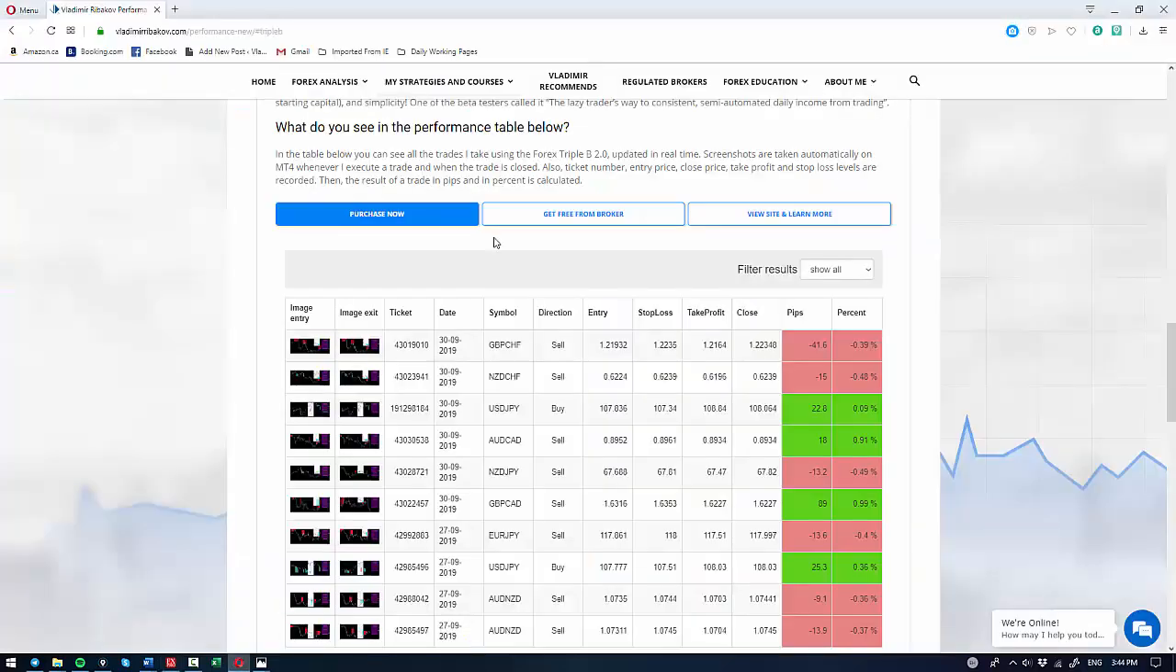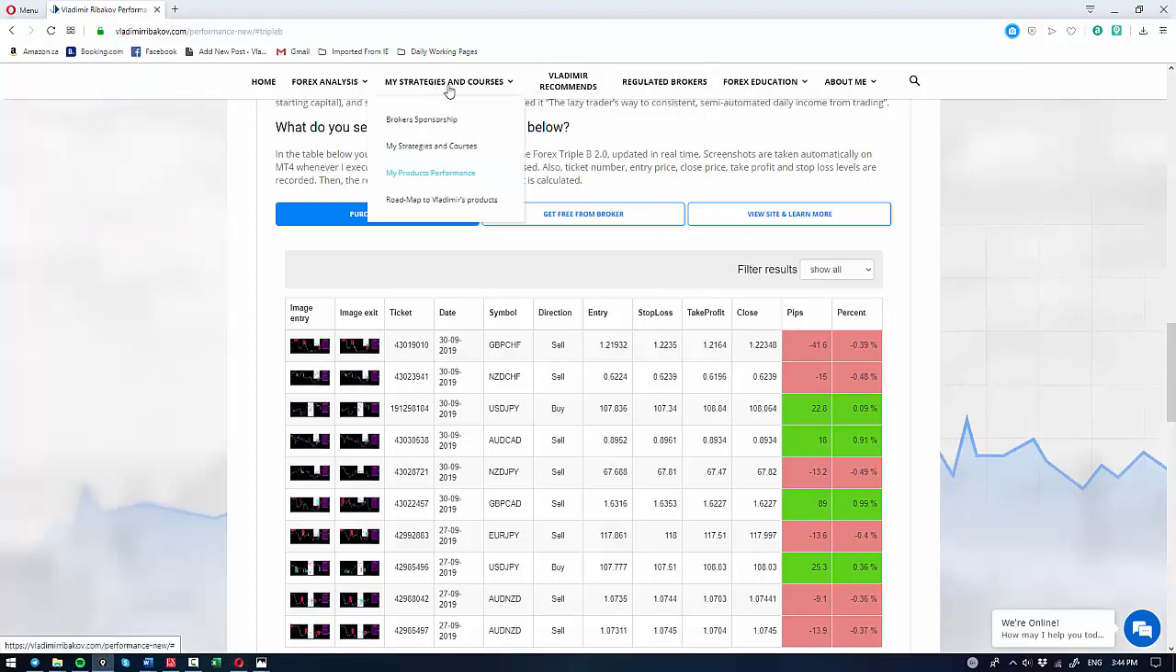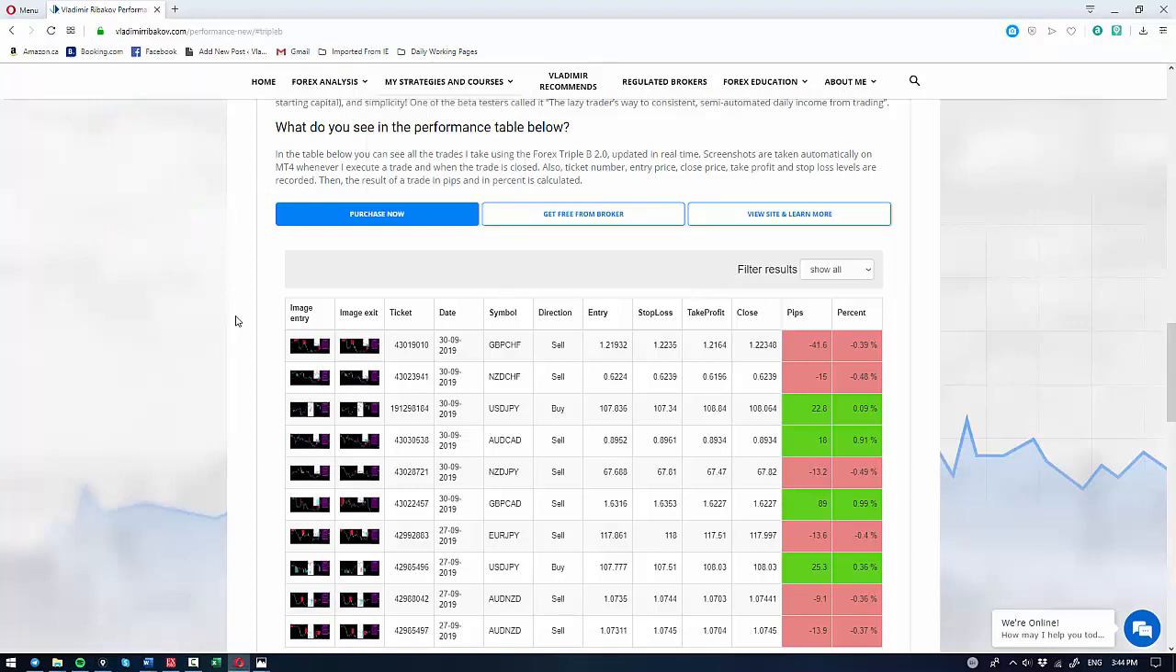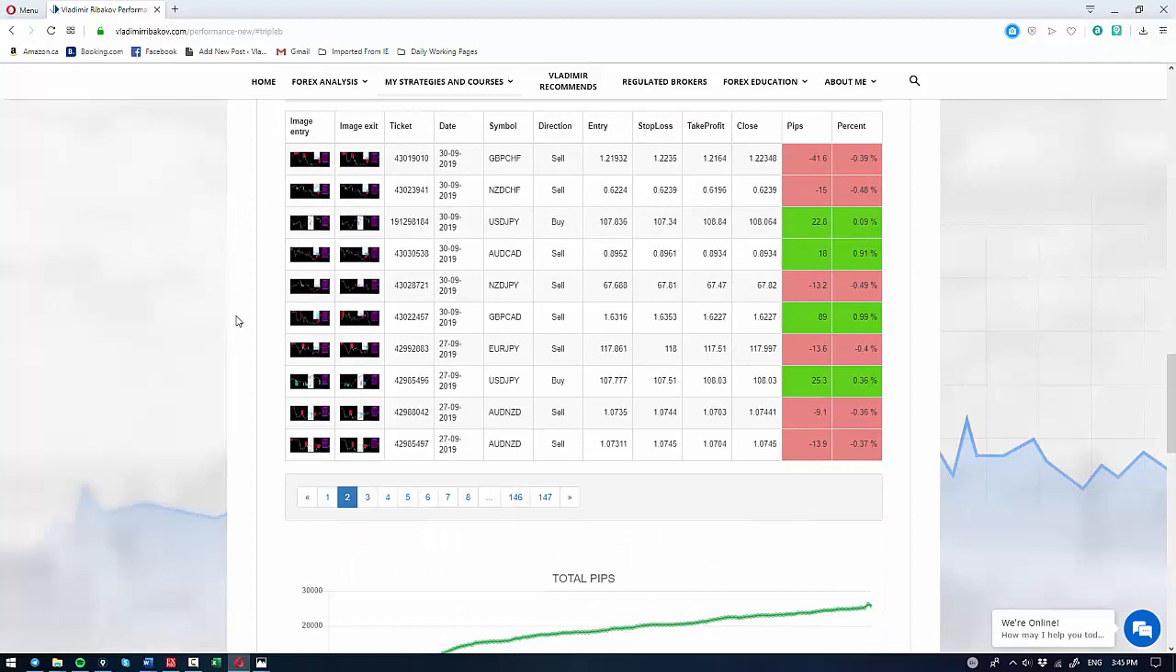So let's go back here, and this is our performance page, where you can always follow inside the blog vladimirribakov.com. Just go to My Strategy and Courses, and the performance, you will see our trades. So there were many trades. I'm not going to explain all of them because on some of them the logic repeats over and over again. I want to explain the ones that have more value, so you would be able to deal with such trades by yourself when you have them.